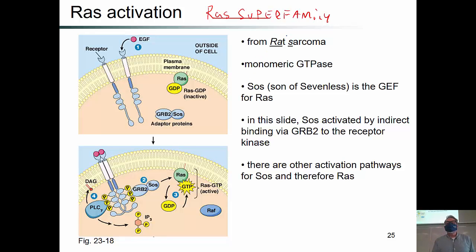This was originally isolated from a rat tumor called a sarcoma, and so it was called RAS. In fact, RAS is implicated in something like 30 to 50% of all human cancers. It's something called an oncogene which promotes growth.